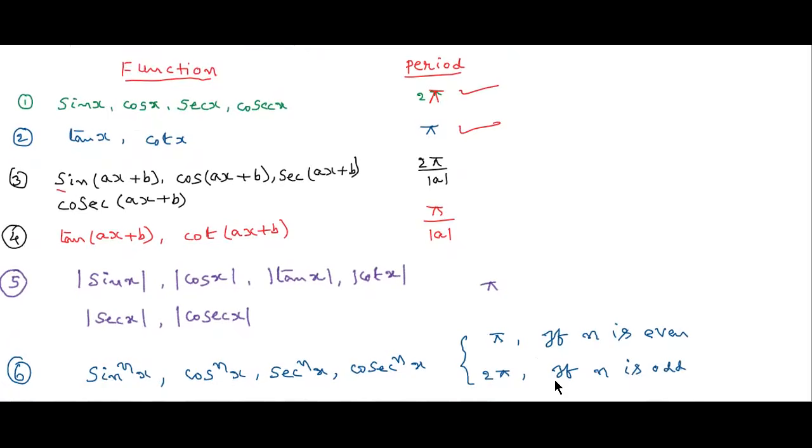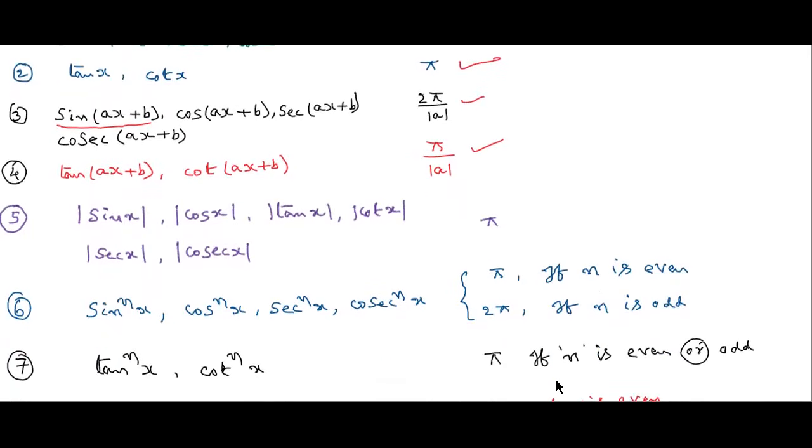Next, what is the period of sin of ax plus b? Here x coefficient a is there. That's why I write in denominator 2 pi by mod a. Period of tan of ax plus b, cot of ax plus b is pi by mod a. Okay, students. Now, some more shortcut formulas are there here. Period of mod sin x, mod cos x, mod tan x, mod cot x, mod secant x, mod cosecant x: modulus of all trigonometric ratios, the period is pi only.